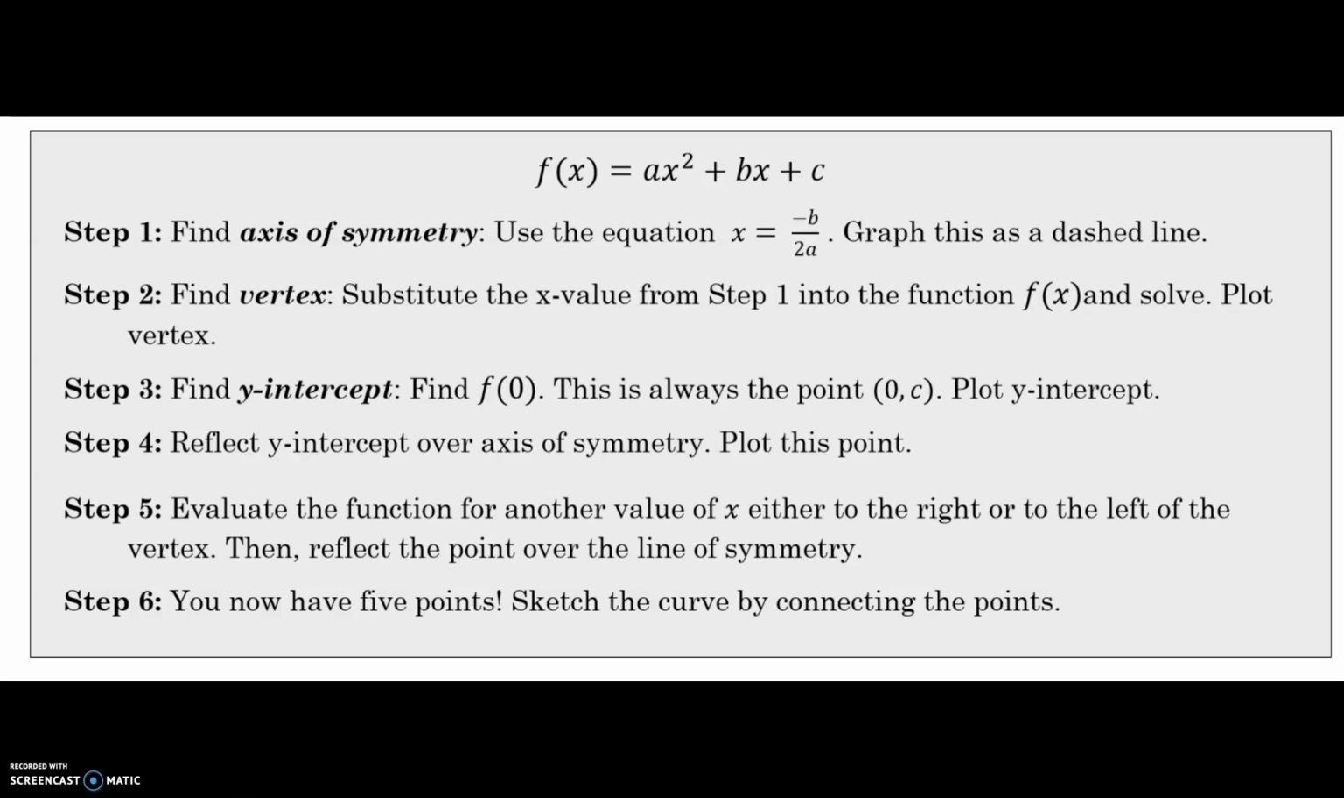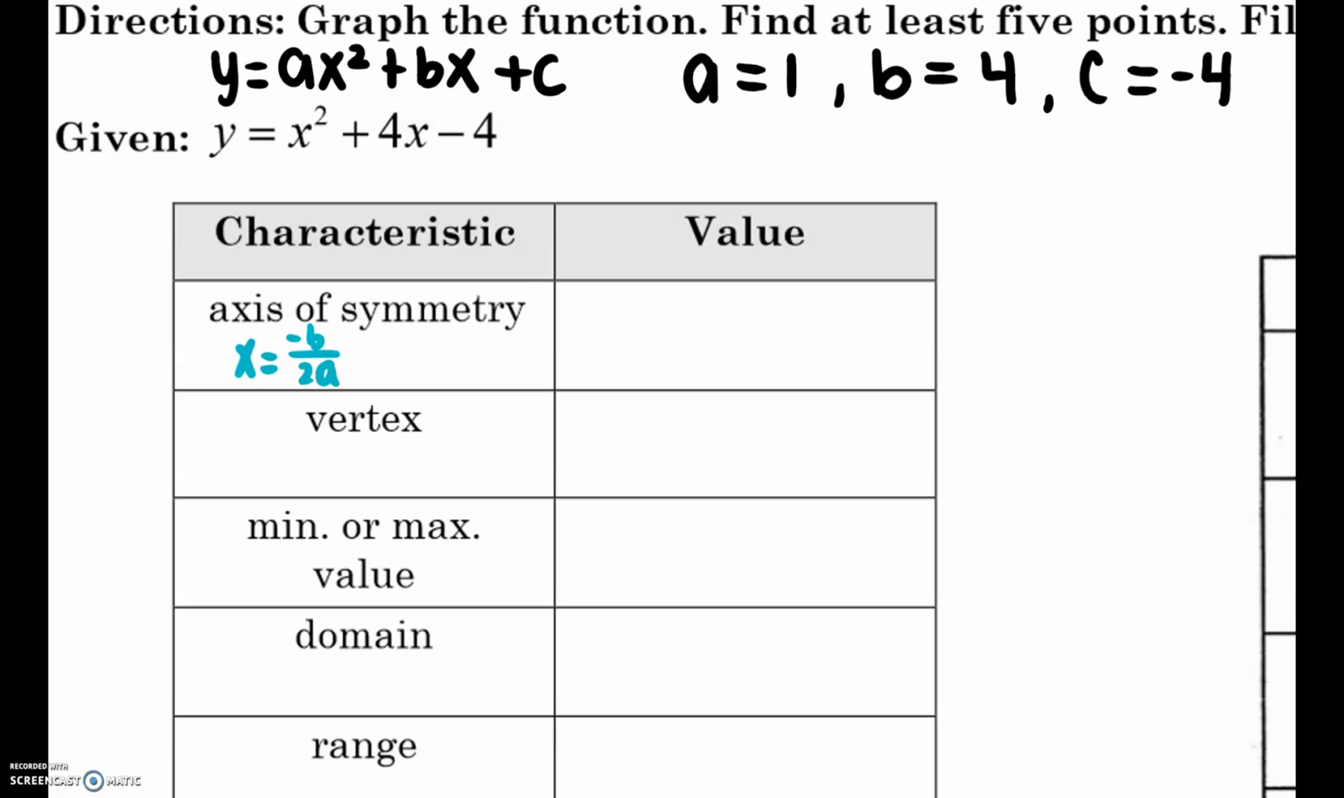Then we are going to pick another value of x either to the right or to the left of the vertex, then reflect that point over the line of symmetry again. Then we have all 5 points and we can sketch the curve by connecting the points. Remember, a parabola is a U-shaped graph. Start by finding the axis of symmetry first.